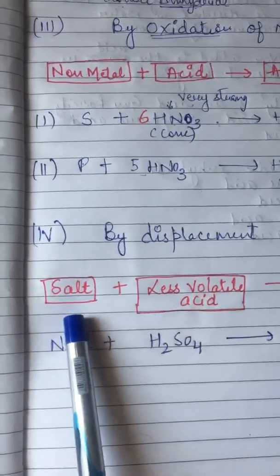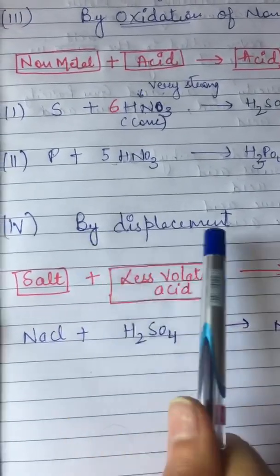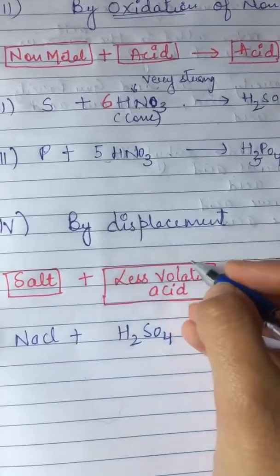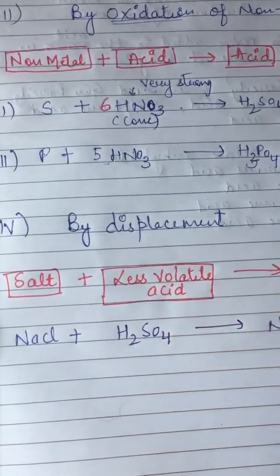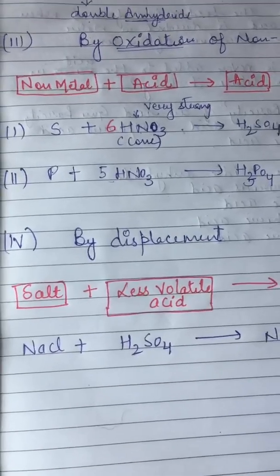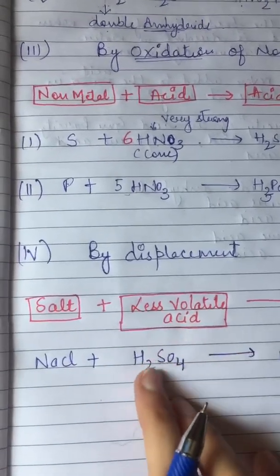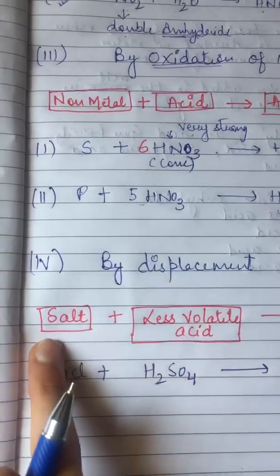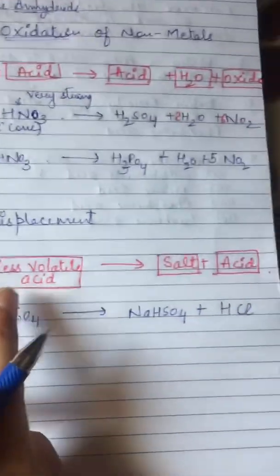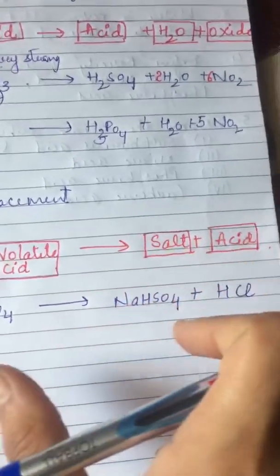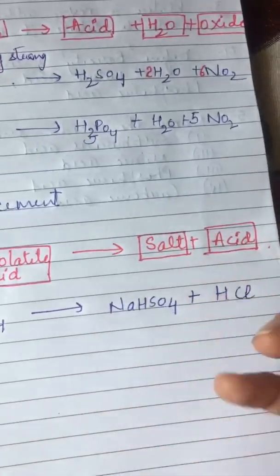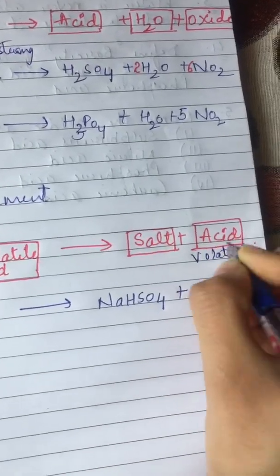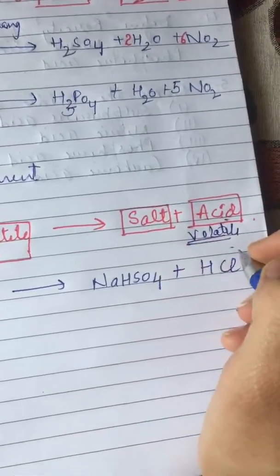By the displacement method, when a salt and a less volatile acid react... Now volatile means the acid that can evaporate. We will take H2SO4. It is a less volatile acid. Salt plus less volatile acid gives salt and a more volatile acid, an acid that can easily evaporate.